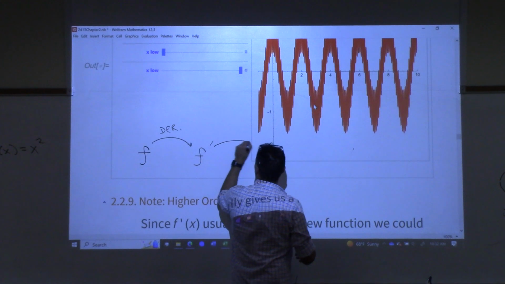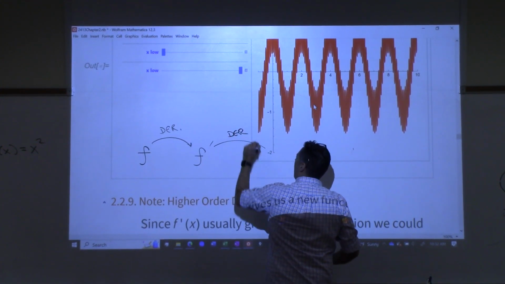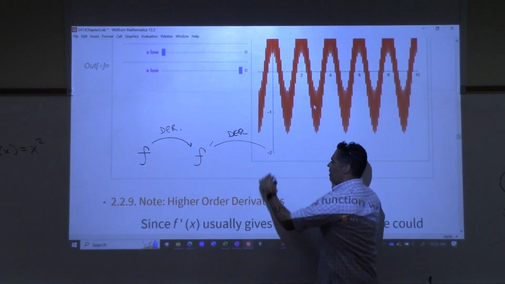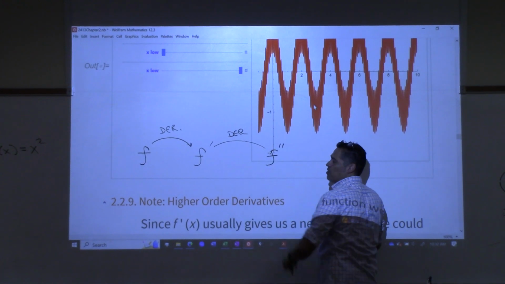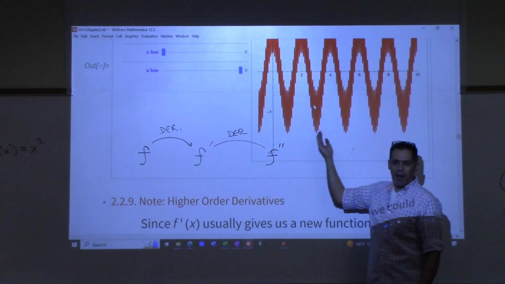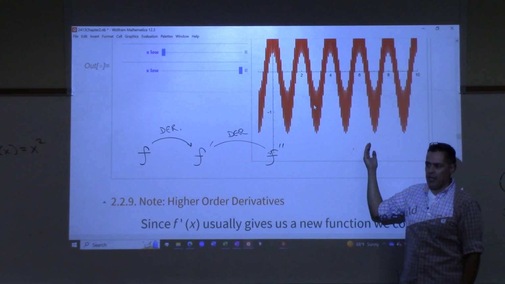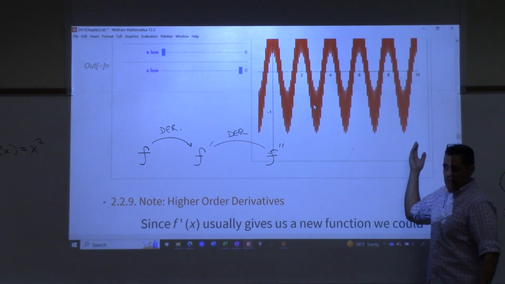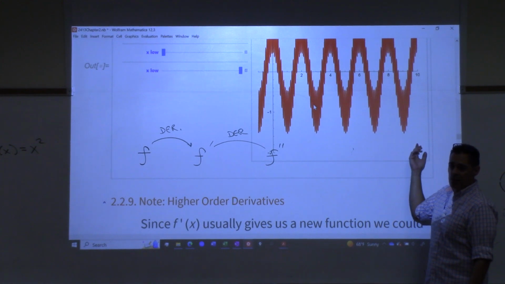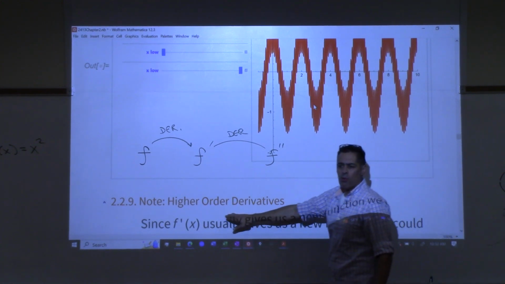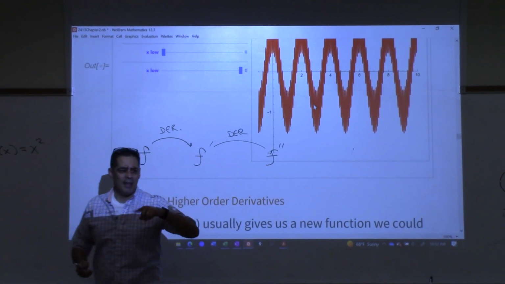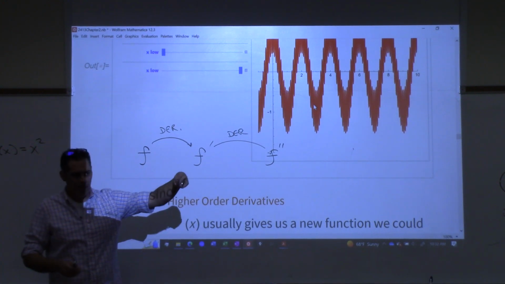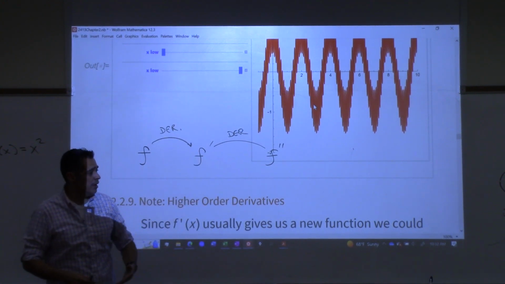So if I do the derivative again, I get what we call the second derivative, and that will be f with 2 primes on it. And is there anything stopping me from taking that function and doing the derivative again? No, right? And I could do this as many times as I want. So we have this idea of higher order derivatives, which just means taking derivatives of derivatives and repeating the process however many times you want to do it.